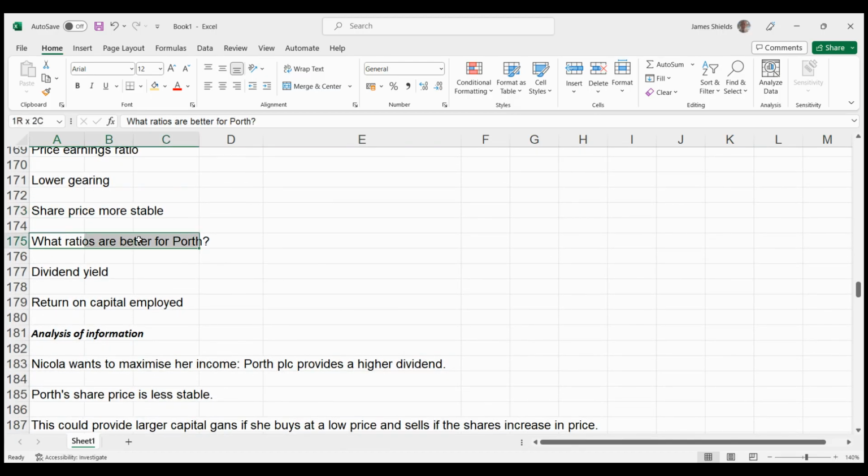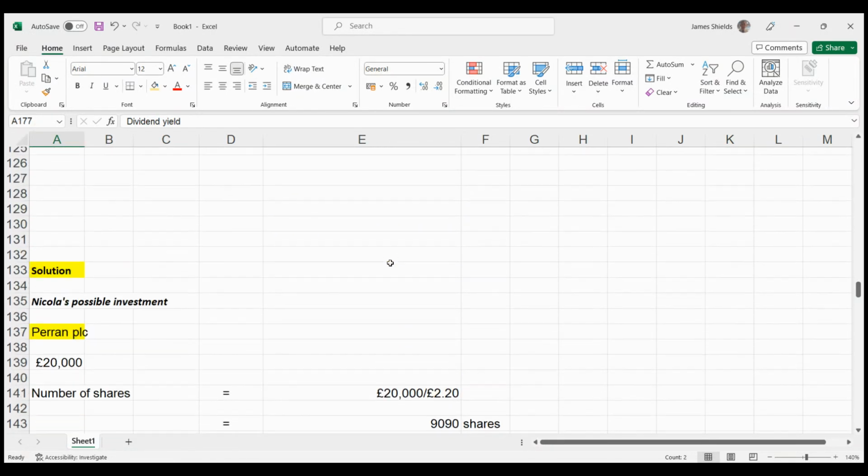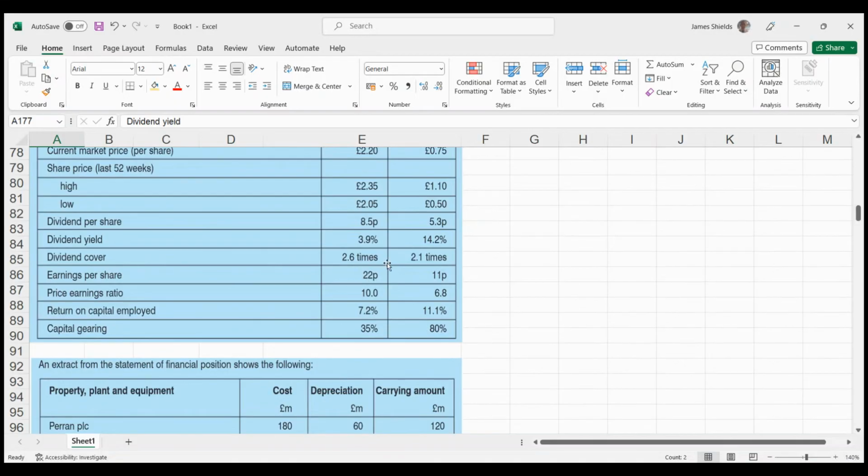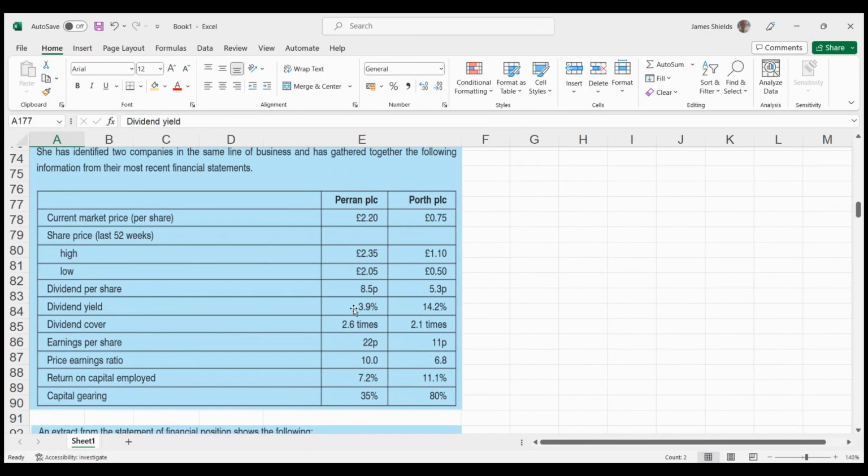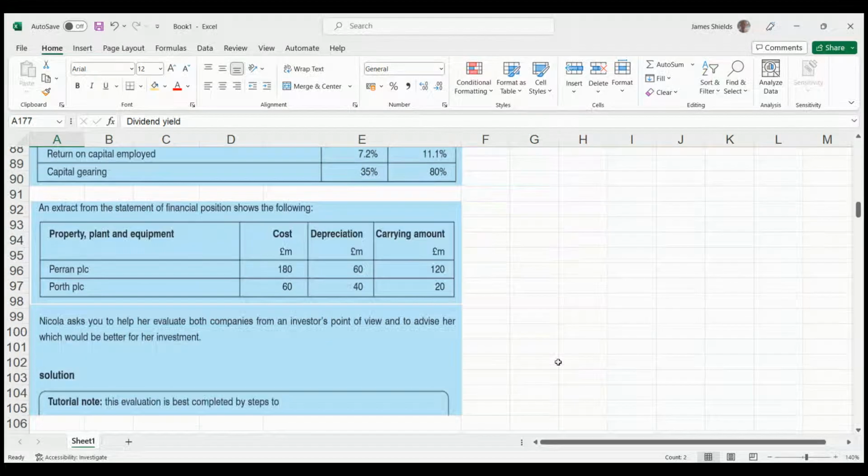Right, what ratios are better for Porth? Now there's only two here, so let's have a look at them. The dividend yields: Perrin is 3.9% and Porth is 14.2%. So you're getting basically a better return on your money with Porth PLC. It's just over 3 times the amount compared to Perrin PLC. Return on capital employed, again, for Porth, it's better than Perrin. You get a return on the capital employed in the business of 11.1% compared to 7.2% for Perrin.